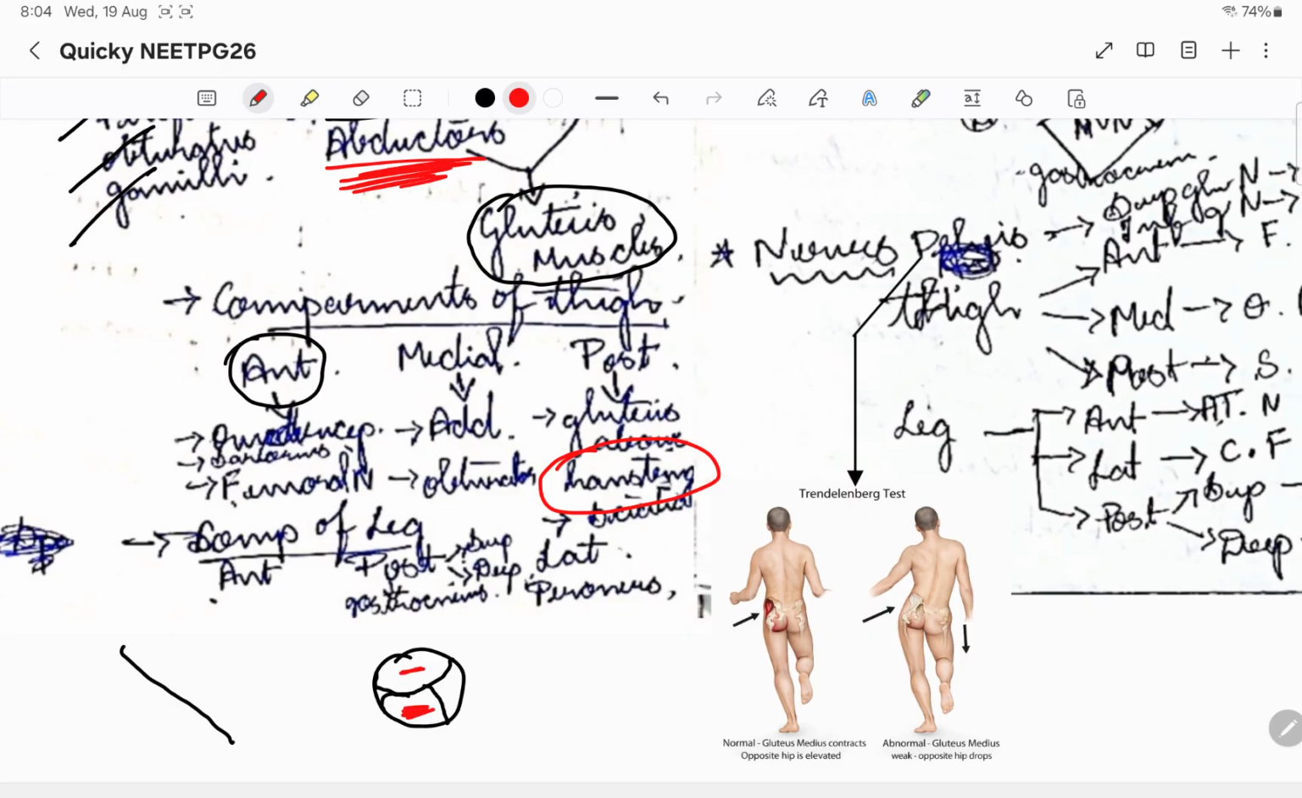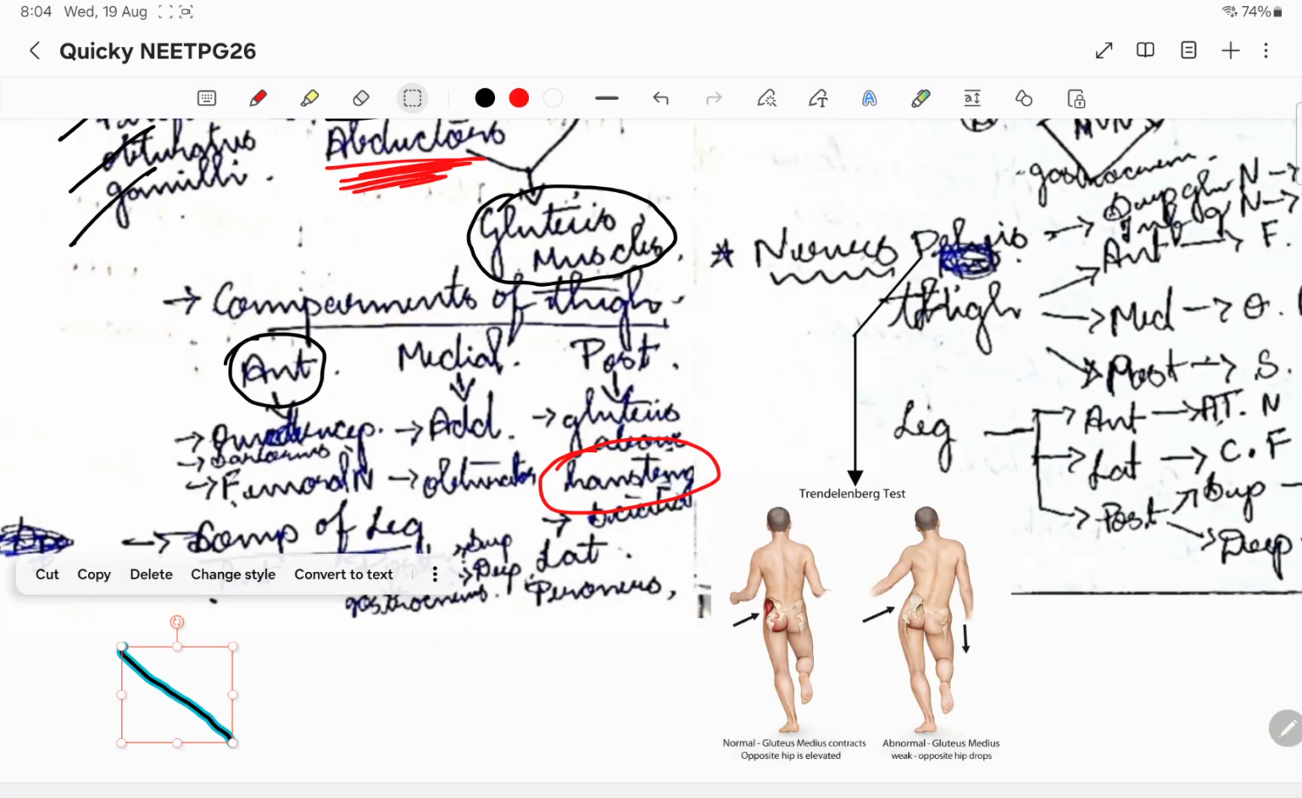Anterior compartment is the quadriceps and sartorius, the adductor compartment because adduction is towards the body, then posterior compartment, above will be gluteus muscles, below will be the hamstring muscles. Okay, so that is all and everything that you require.